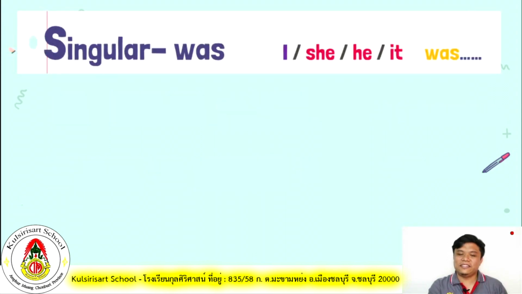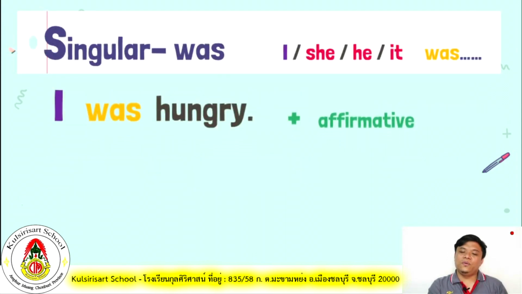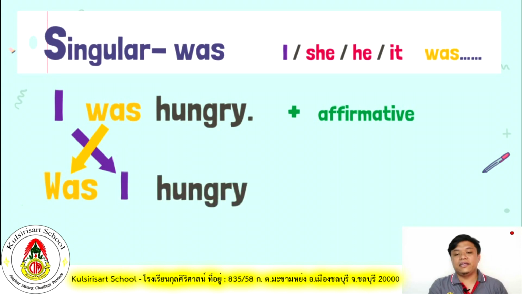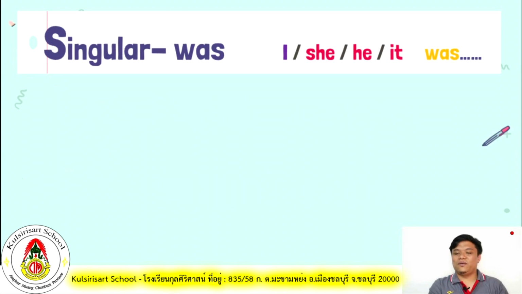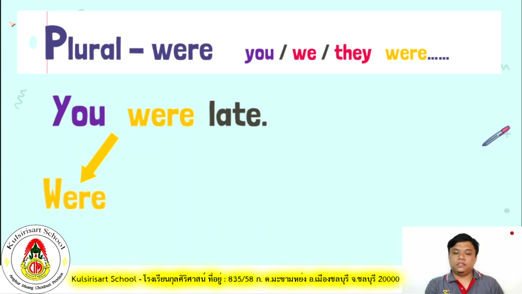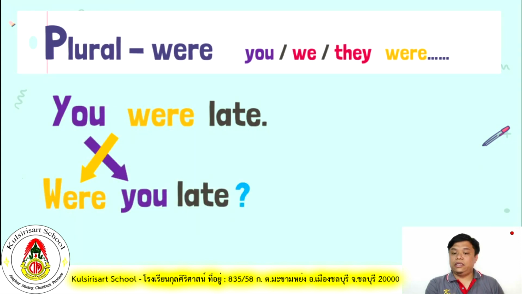Great. For singular, was I hungry? To make it a question form, we put was first, and then the subject I, and the rest of the sentence. Question mark. Don't forget to make it a question. And for plural, the same. You were late. We put the verb to be first. Were you late? Question mark.